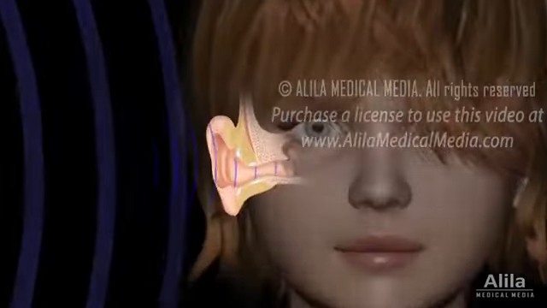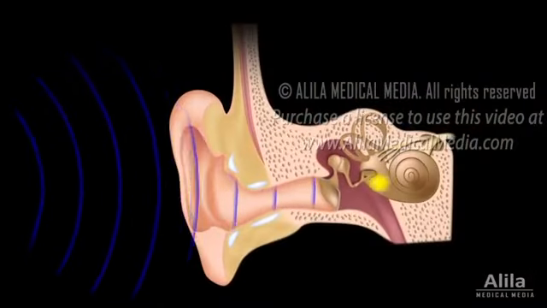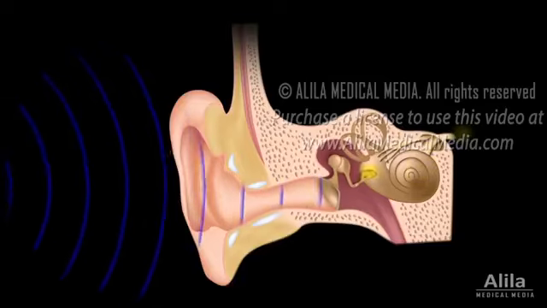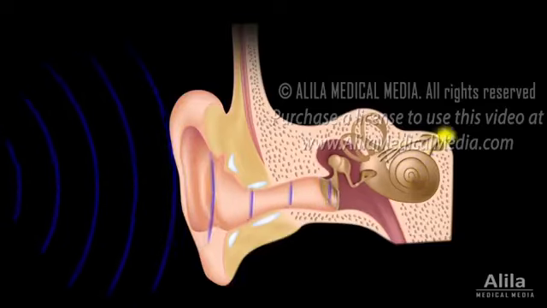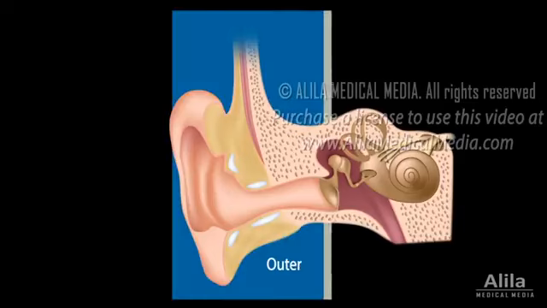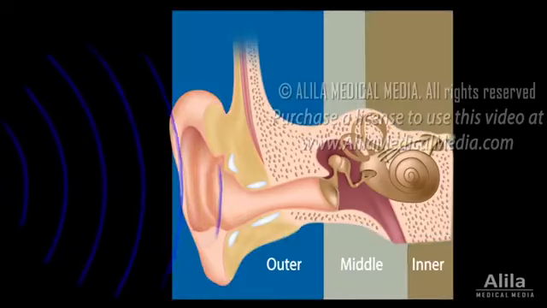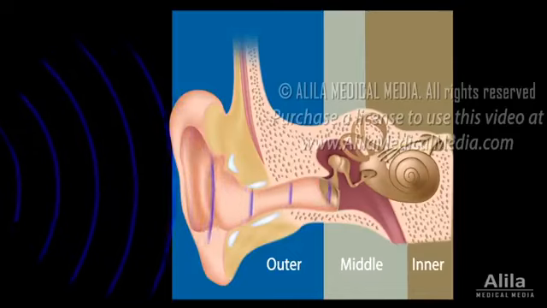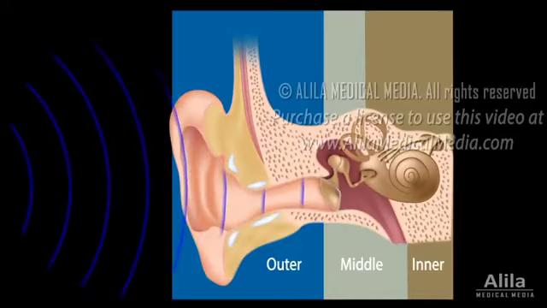Hearing is the process by which the ear transforms sound vibrations into nerve impulses that can be interpreted by the brain as sounds. The human ear has 3 distinct regions, called the outer, middle, and inner ear. The outer ear funnels sound waves through the auditory canal to the tympanic membrane, also called eardrum, which separates the outer ear from the middle ear.